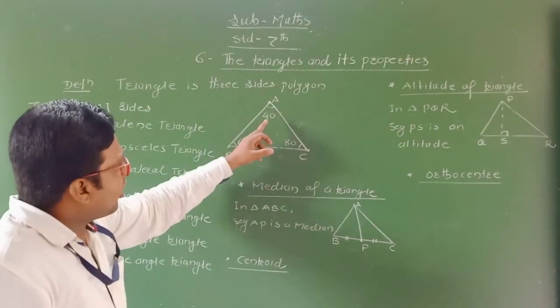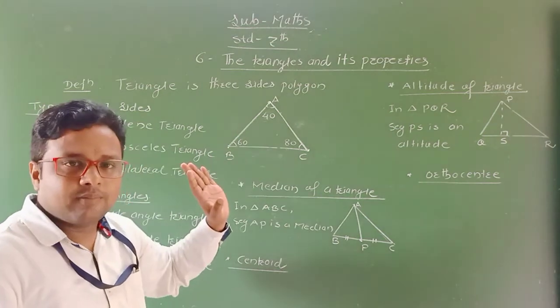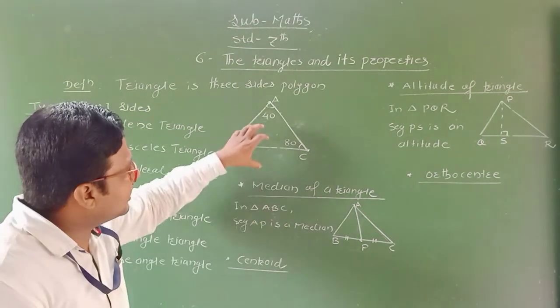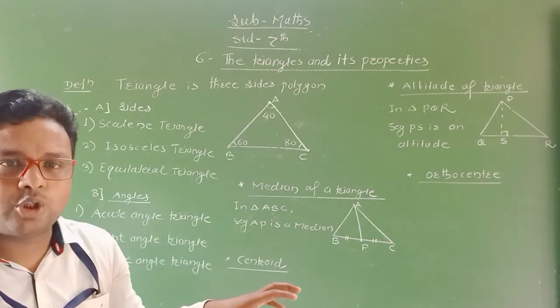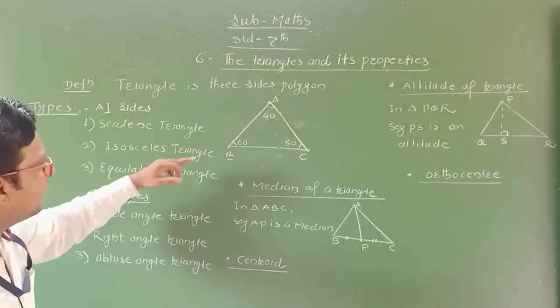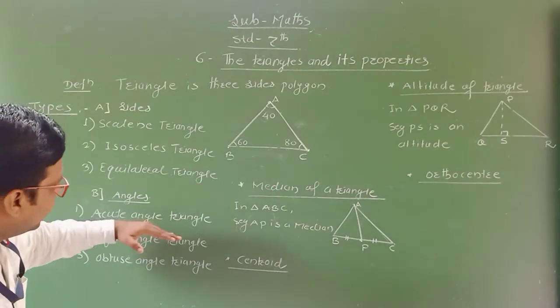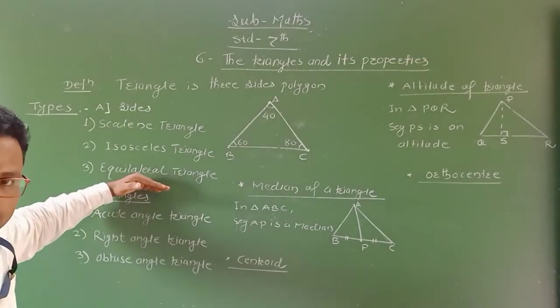Here we observe all the angles are acute angle, less than 90 degree. Therefore, this triangle is called acute angle triangle. Understood? Here we relate with the angles of the triangle. Therefore, these types are according to the angles.